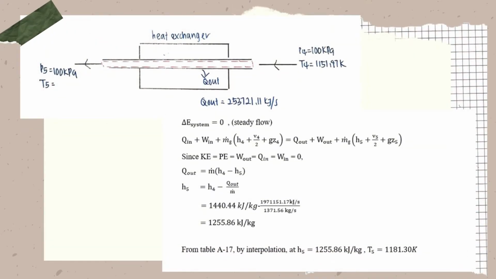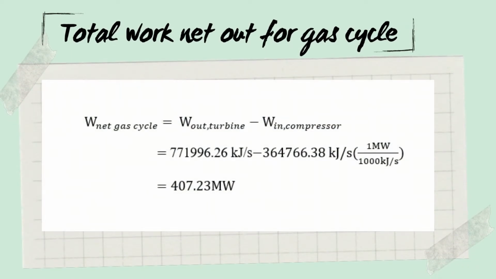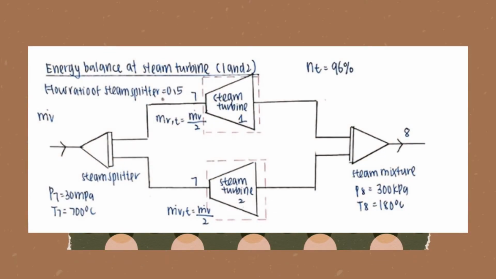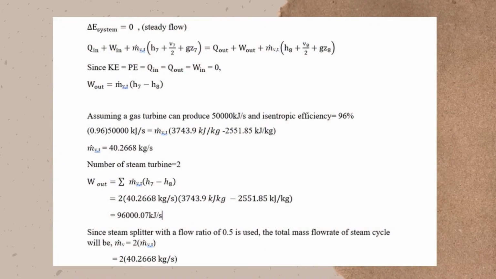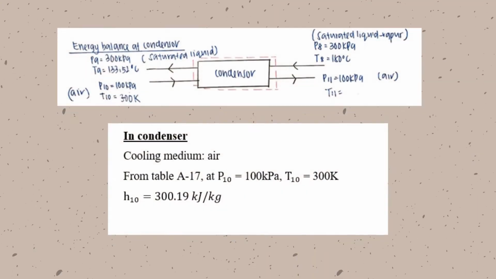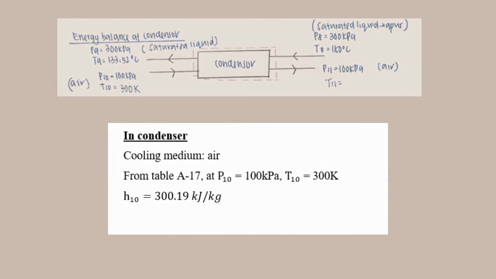For the heat exchanger, since the heat absorbed by the water is equal to the heat lost by the air, by manipulating the energy balance equation, we can obtain the outlet temperature of the air. Total work out of the gas cycle will be work out of turbine minus work in of compressor, which is 407.23 MW. Assume a steam turbine can produce 50 MW with isentropic efficiency of 96%. Next, for the condenser, since the tube is chosen as the control volume, we can calculate the heat transfer out by water and heat absorbed by cooling air.